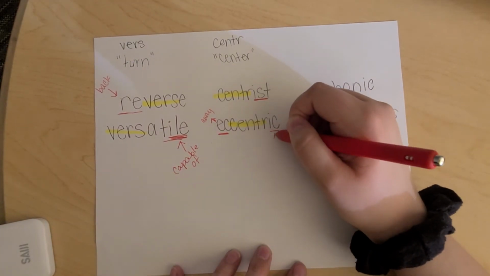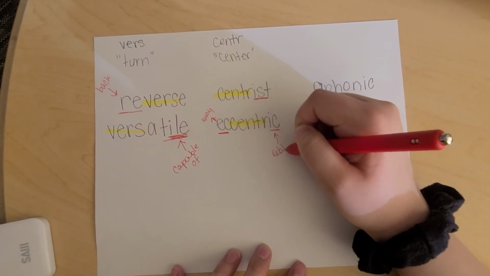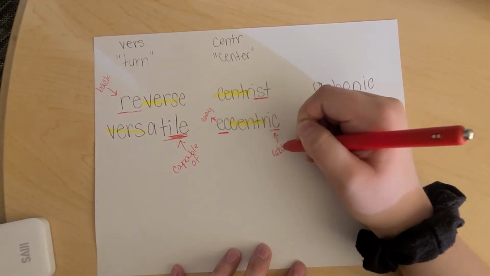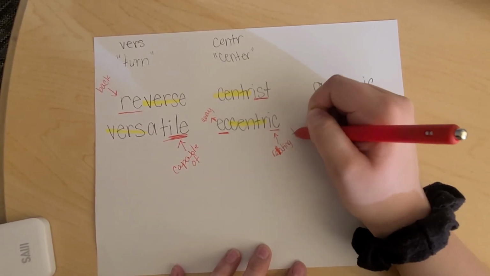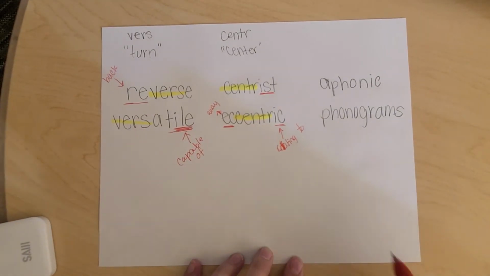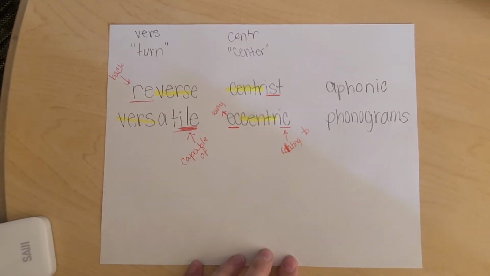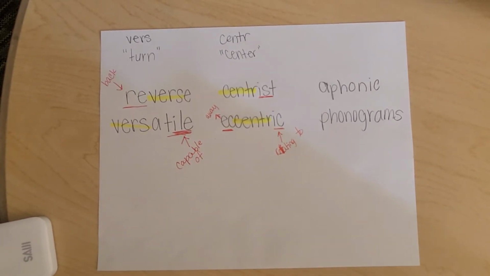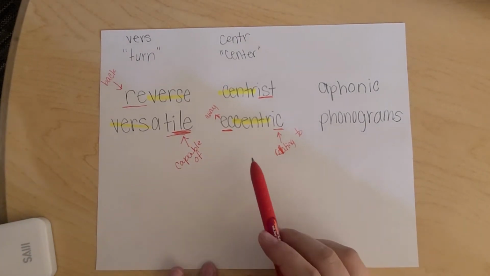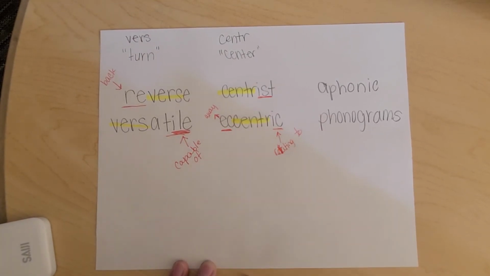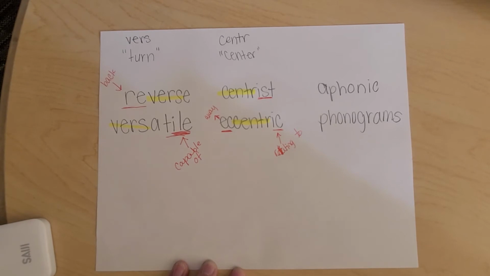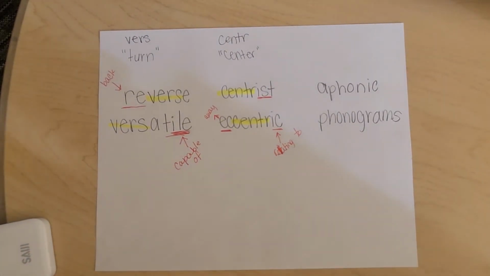And ic means relating to. Okay, so relating to being away from the center. That makes sense with eccentric. When I think of eccentric, I think of something that's really different than normal. So relating to being away from the center, even though that's probably not a very smooth definition, makes sense based on what I know about the word eccentric.